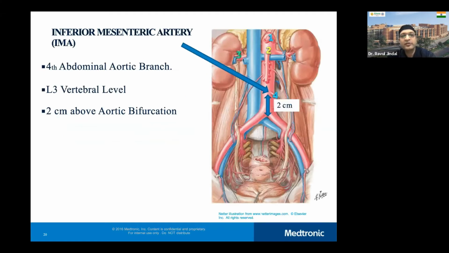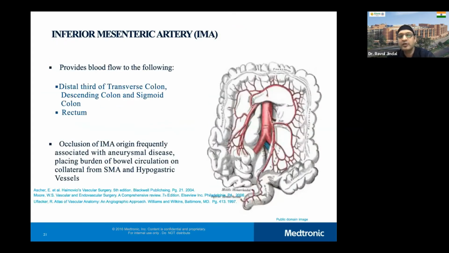The fourth branch is the inferior mesenteric artery, which arises around 2 centimeters from the aortic bifurcation at the L3 vertebral level. The inferior mesenteric artery supplies blood to the distal third of the transverse colon, the descending and sigmoid colon, and the rectum. And if we occlude the IMA, normally the circulation from the SMA covers the rest of the bowel.